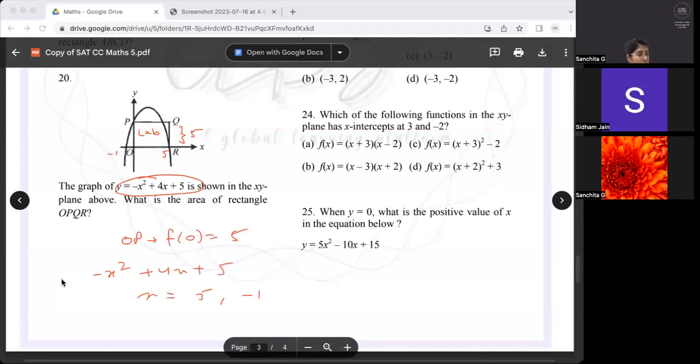So tell me, what is my OR? OR is 5 only. I think you might have taken 6 and 5, that's why you're getting 30. The question is OR, 5 times 5 is 25. Yes, that was a silly mistake. So what is the moral of the story? Read the questions well.